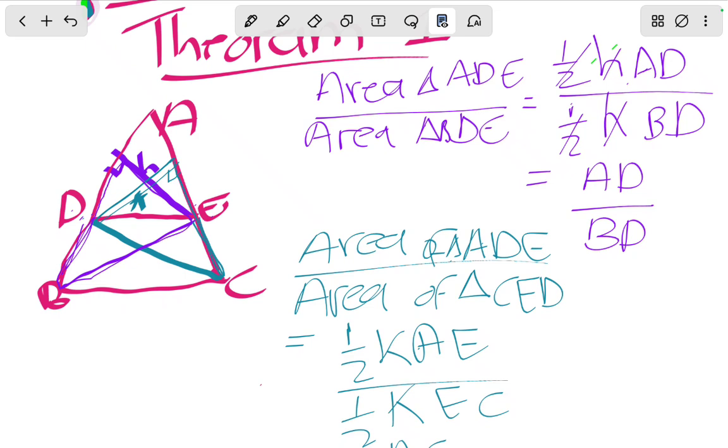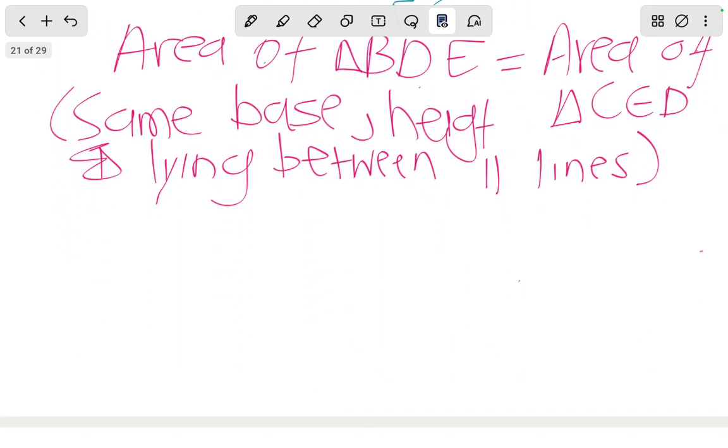The parallel lines are DE and BC. Let me just highlight them. These are the parallel lines. Those two lines are parallel, meaning they're going to have the same base and same height, and the area is going to be the same, because if you multiply the same base by the same height for each area, they are going to give you the same value. So we continue. Now we've proven that those two triangles are equal.